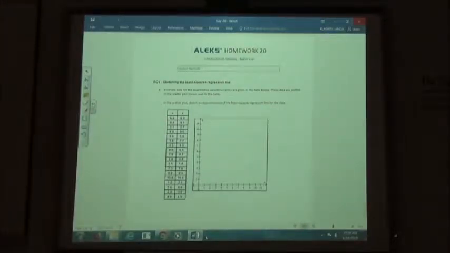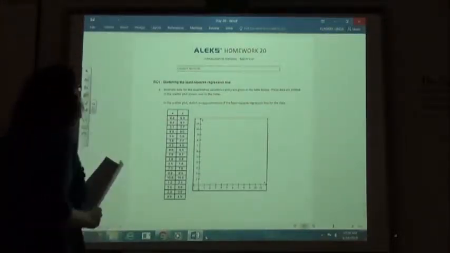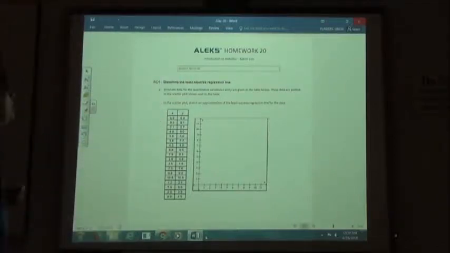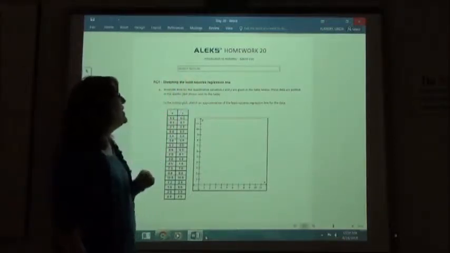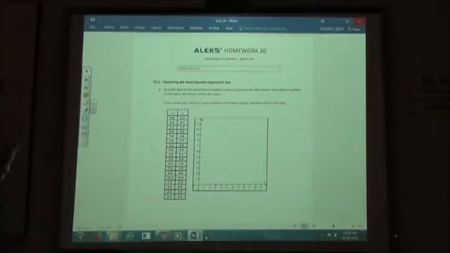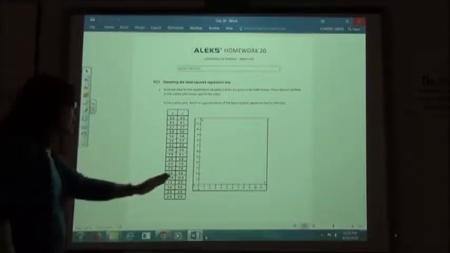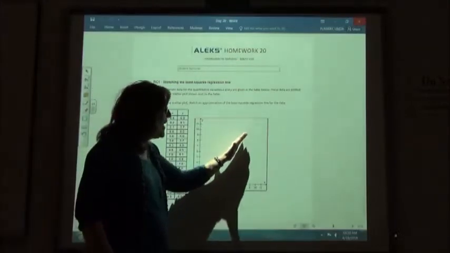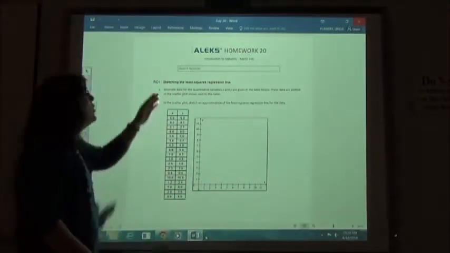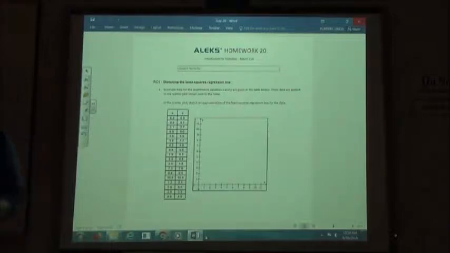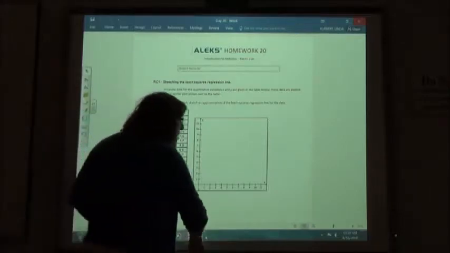All right, chapter 10 is homework 20 and 21. Homework 20 here, we're going to start by sketching the least squares regression line. The least squares regression line is sometimes called the line of best fit. You want the line that goes through this data as closely as possible. You're just sketching, you're not finding it exactly, so all you're going to do is put a line through that data that goes somewhere close, so just your best guess is okay.